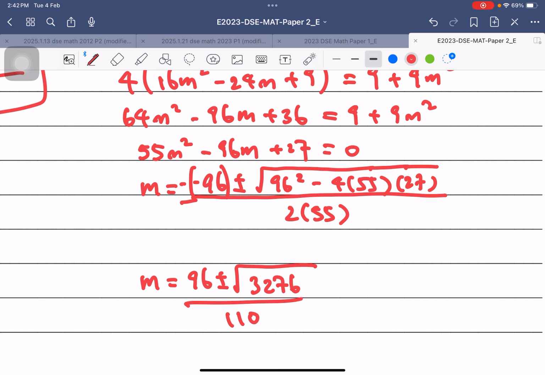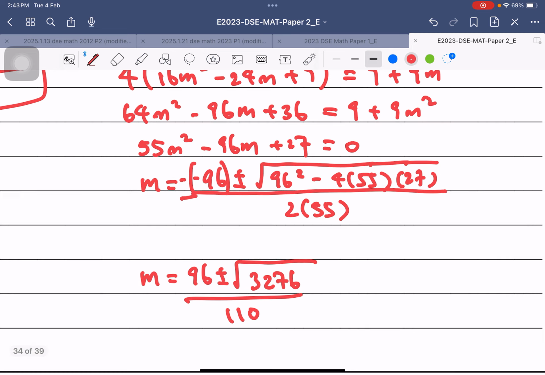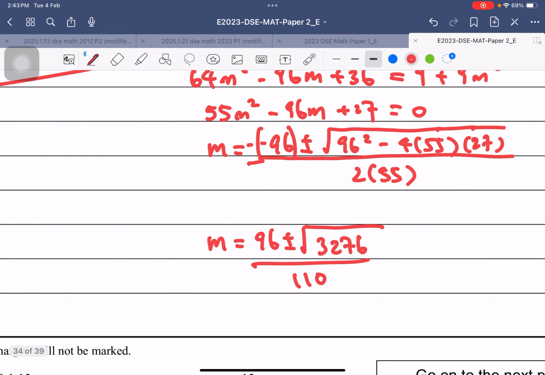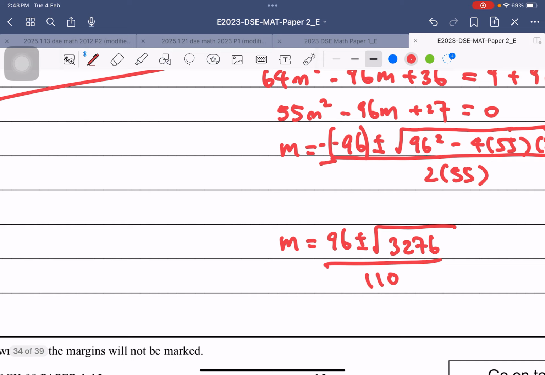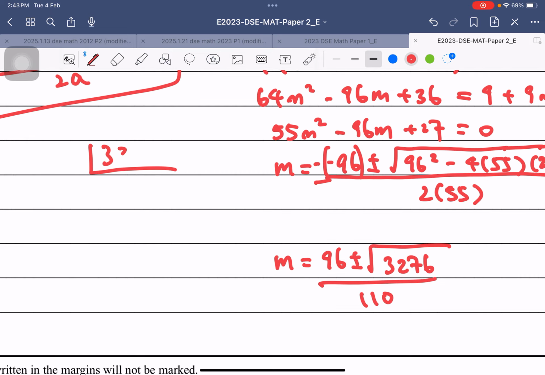Do you think it's finished? No, we should have two answers, right? You will reject one, but you need to simplify your answer. It's not the simplest form. How do you simplify this surd? Use calculator? No. You need to factorize this 3276. You remember how to factorize it? Use the short division. So what's a factor here you can use? What's the factor of 3276?